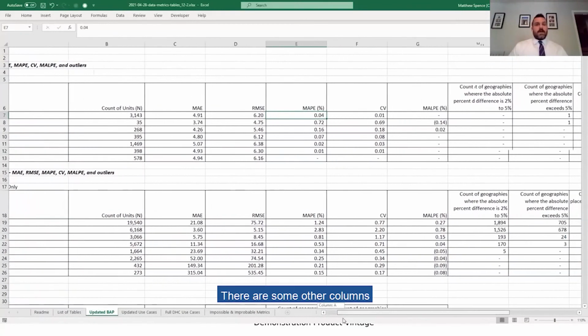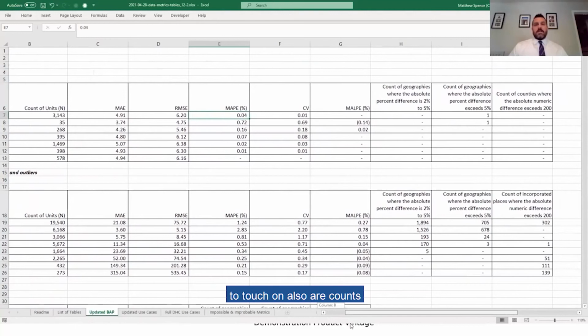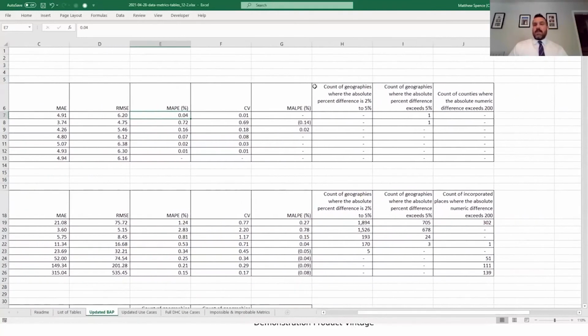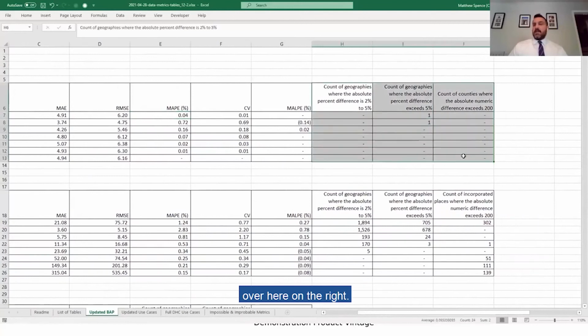There are some other columns as well, but one that I wanted to touch on also is the counts of outliers. We do have counts of outliers over here on the right. I'm going to come back to those, but I just wanted to show you what we're looking at here.